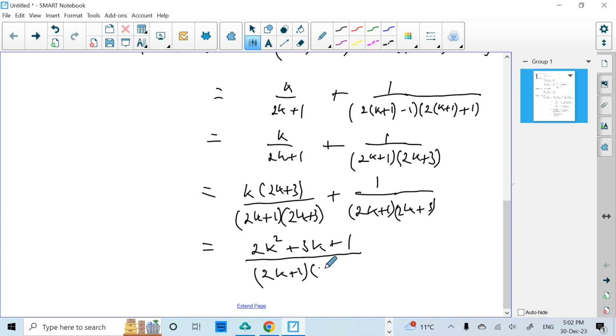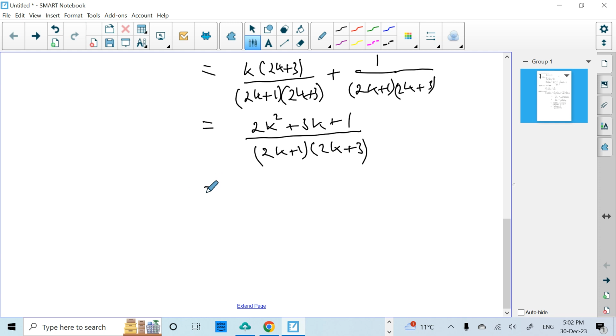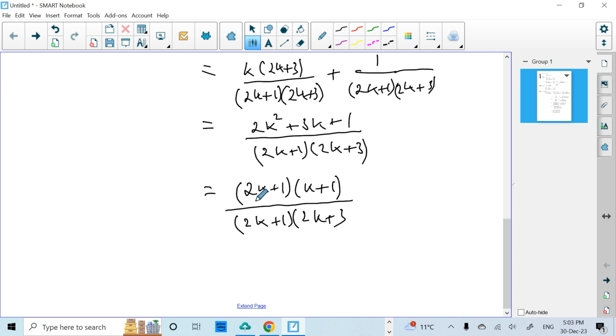and 2k plus 3. Now the numerator factorizes nicely. Look at it, that's very nice. The numerator factorizes into 2k plus 1 and k plus 1. That's nice, because that way we can cancel the 2k plus 1 in the denominator, and we've got 2k plus 3. So this cancels with this, leaving us k plus 1 over 2k plus 3. We can put it in brackets if you want.